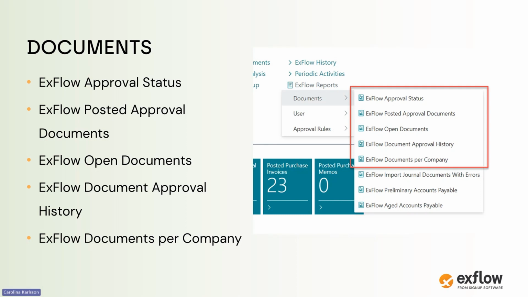And then we have ExFlow posted approval documents. And here you'll see documents and they are grouped by approver. So you can choose the status of the document, such as current or rejected, and so on. And you can include documents that have been posted, for example, only for one approver or more approvers. And then we have ExFlow open documents. And this report shows all open documents that have not yet been posted for a specific or multiple approval groups. So you can choose that there as well.